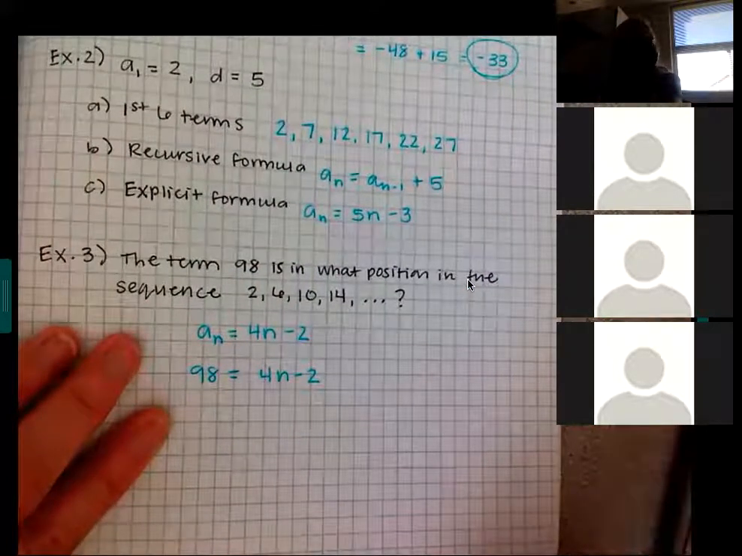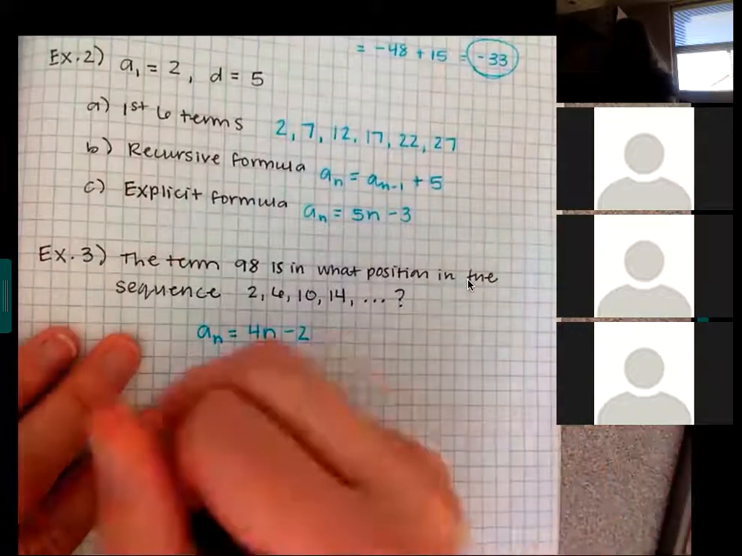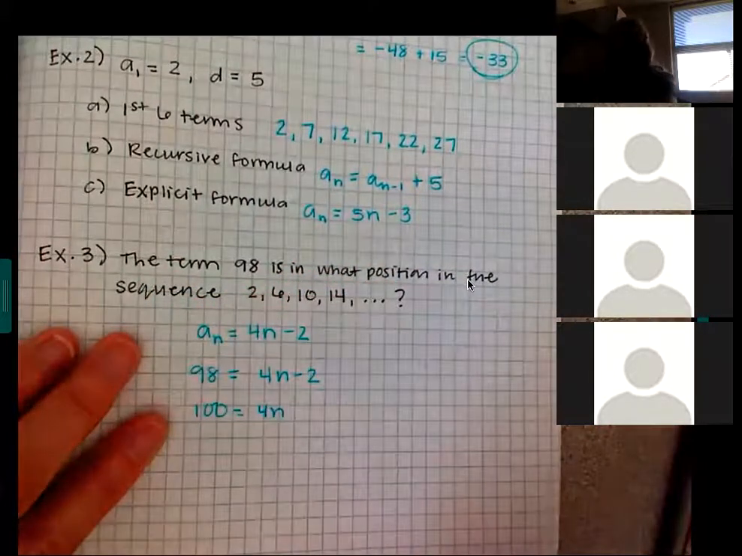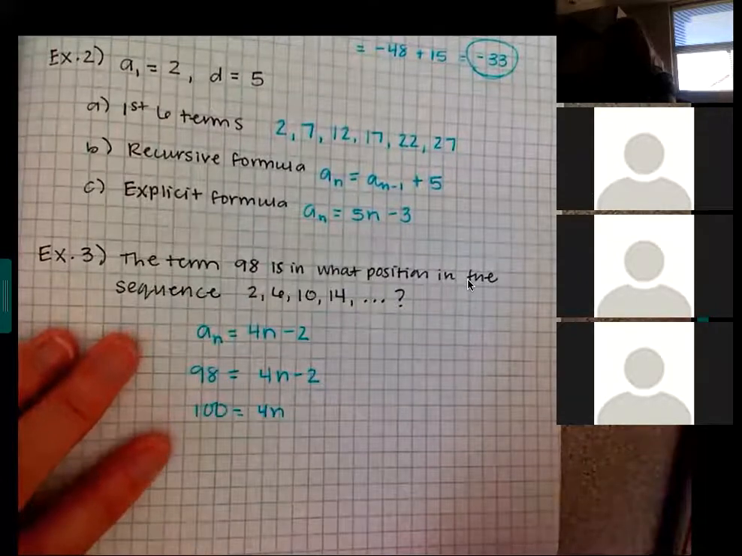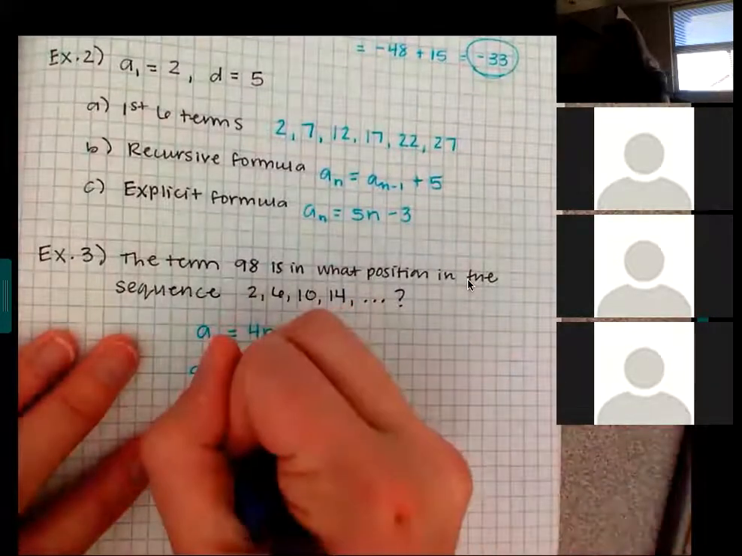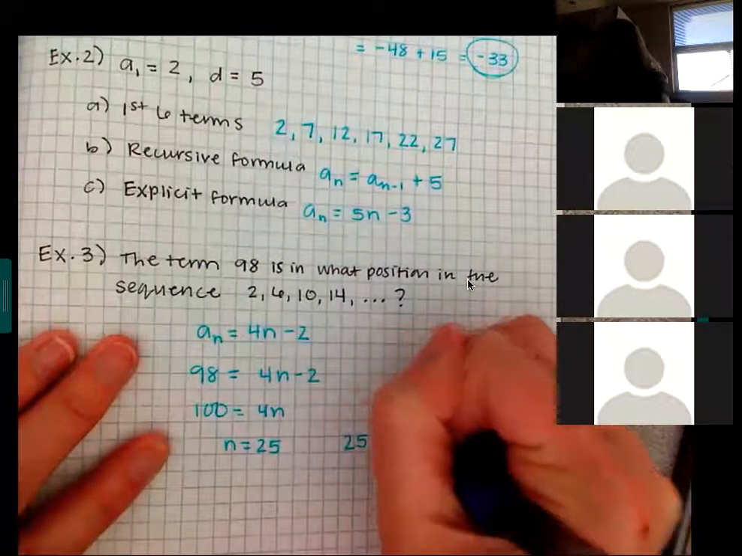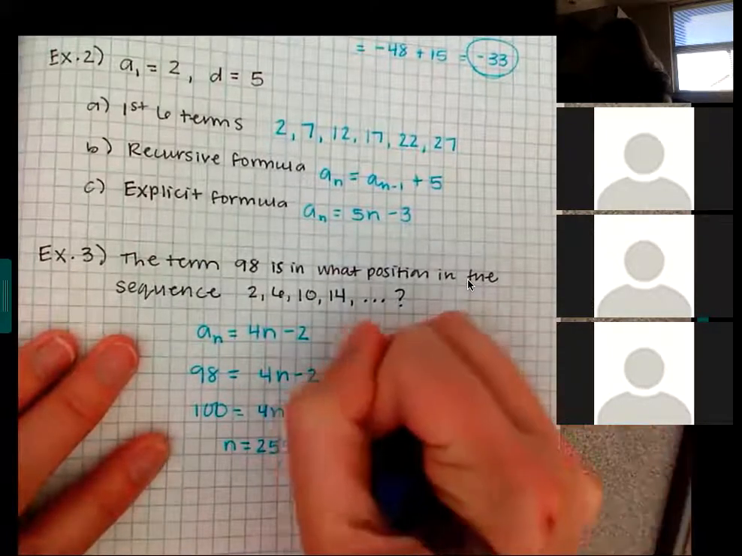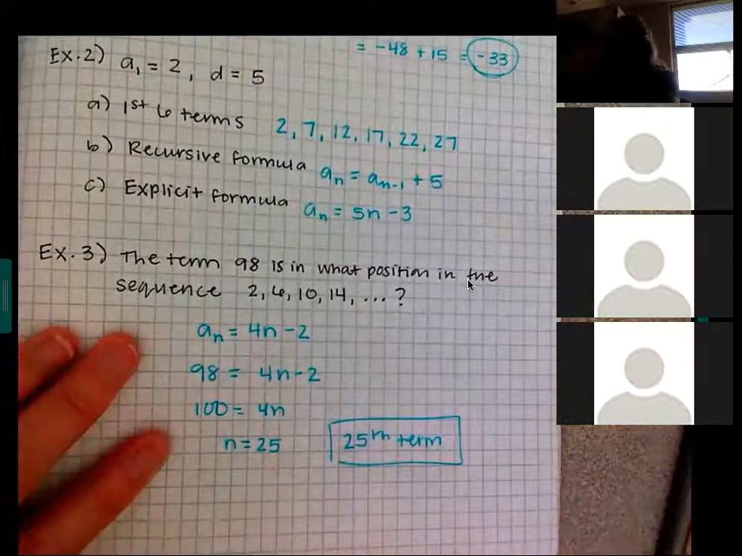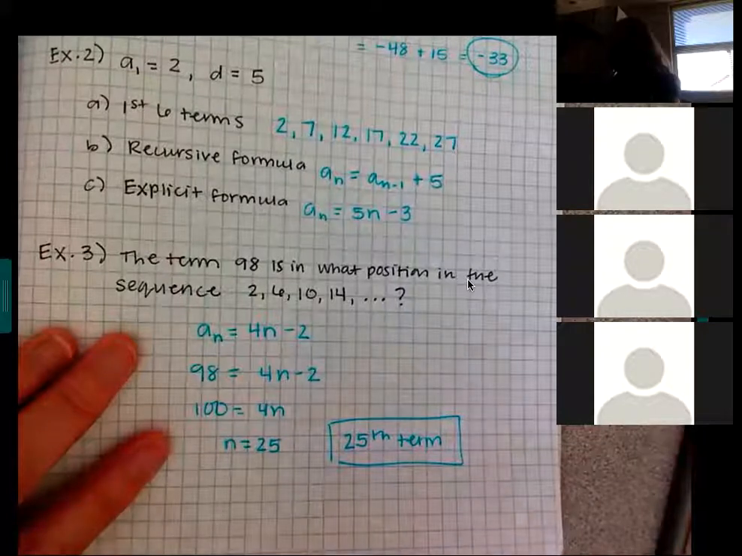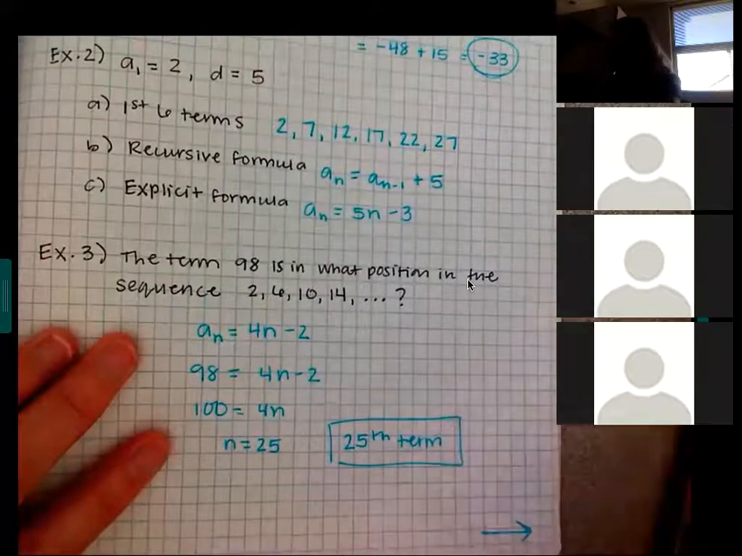So what would I do first? Add 2. So this would be 100 equals 4n. Divide by 4, what would n be? 25. So that means 98 is the 25th term in the sequence. That would be your answer, the 25th term. So y'all feel like you can do stuff with arithmetic sequences? Perfect. People at home, y'all feel okay with arithmetic?